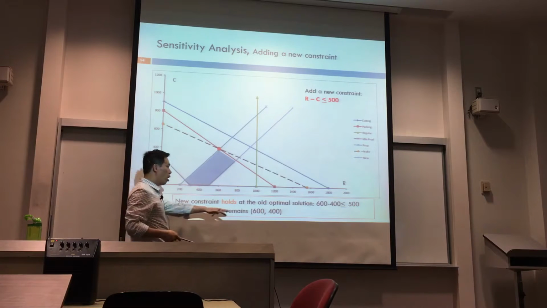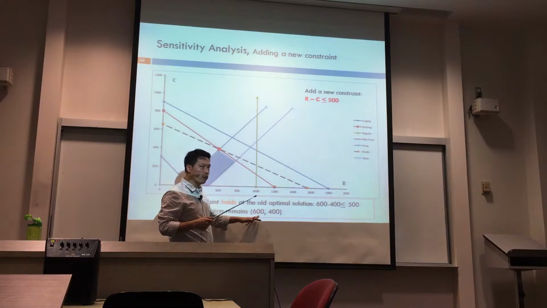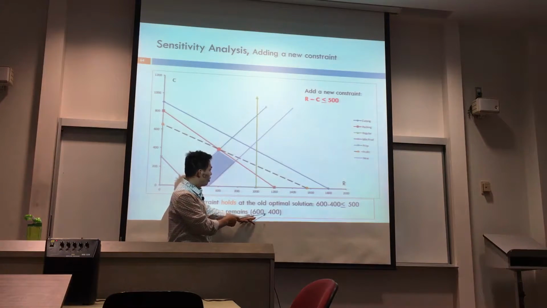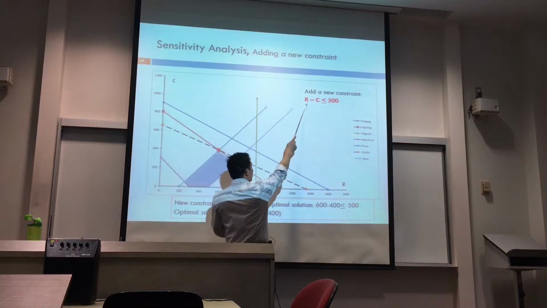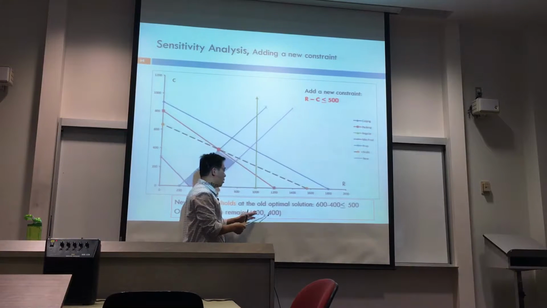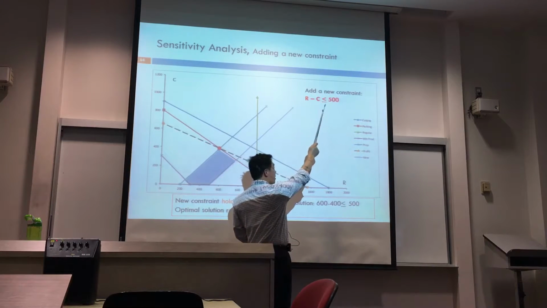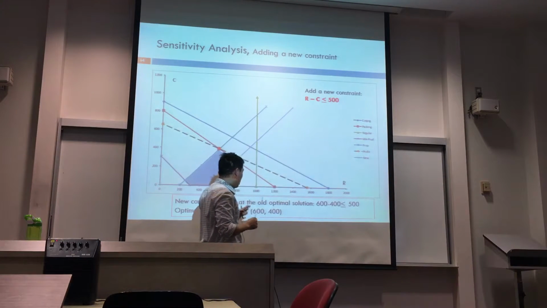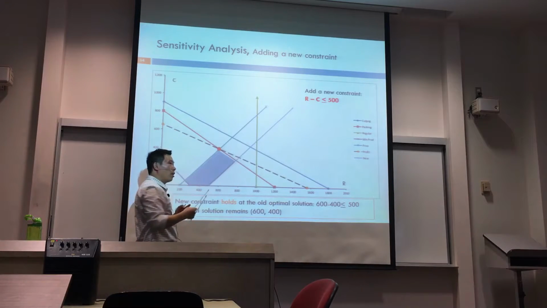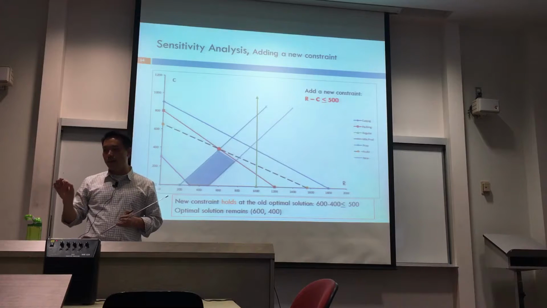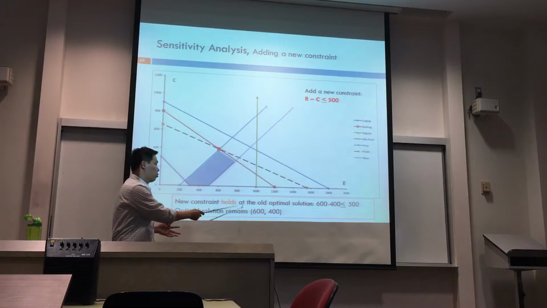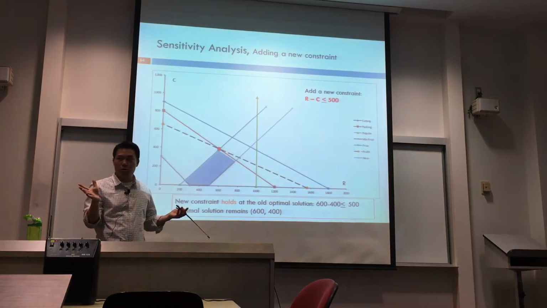Okay, so this is the original optimal solution, right? So 600, if you plug in these numbers here, 600 minus 400, of course, is less than 500. So this new constraint is satisfied automatically at the original optimal solution. So nothing changes. Okay.